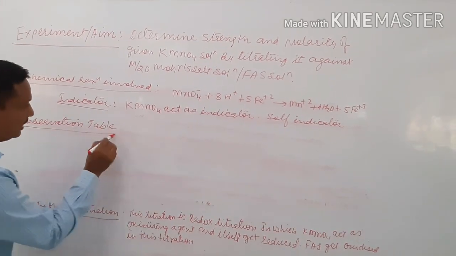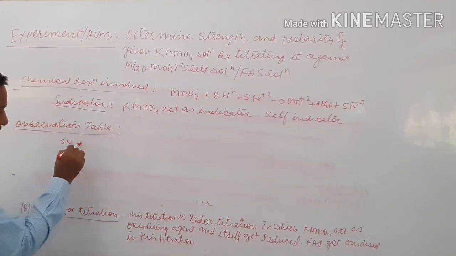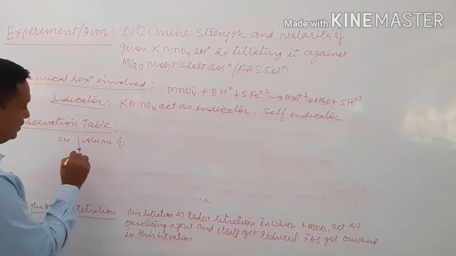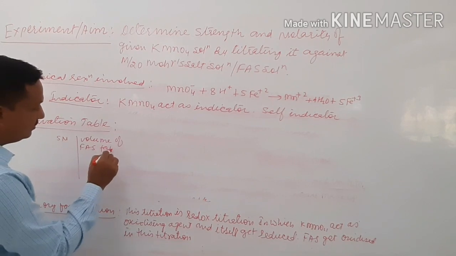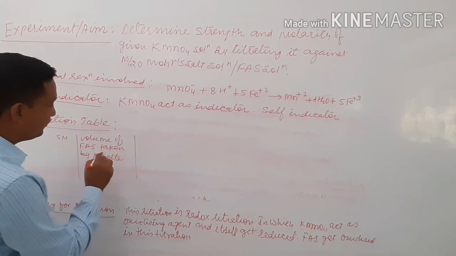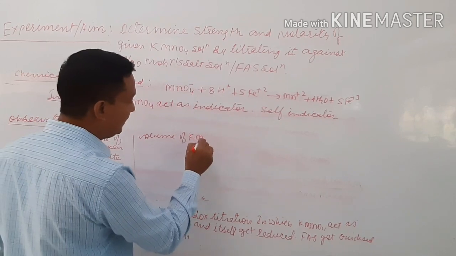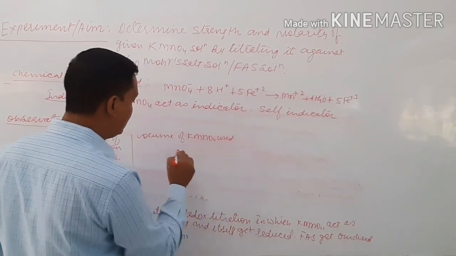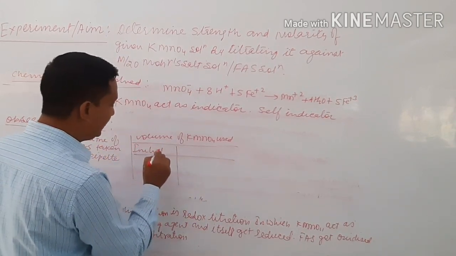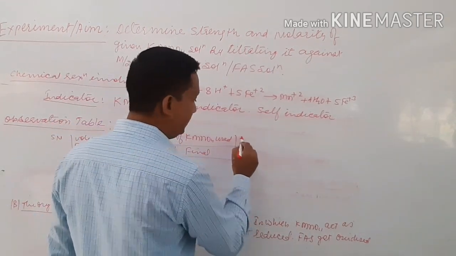Observation table. In this observation table, we have the following parts: serial number, then volume of ferrous ammonium sulfate taken by pipette, then volume of KMnO4 used. Here we are to take initial reading and final reading.